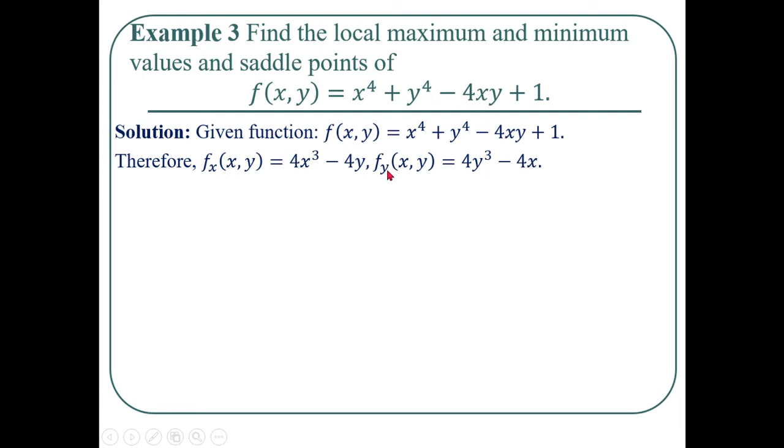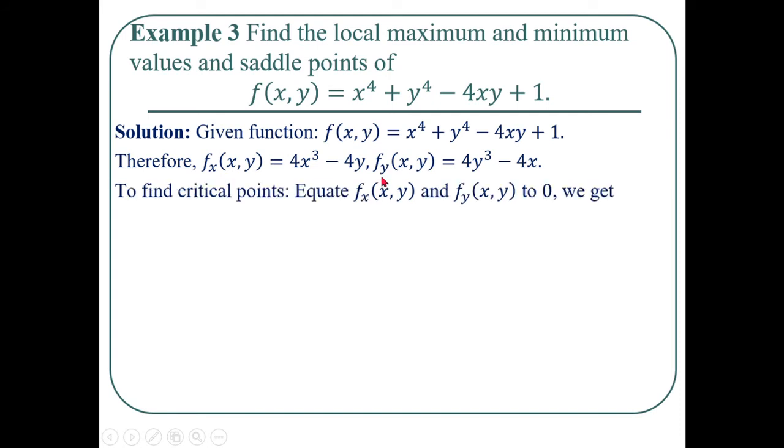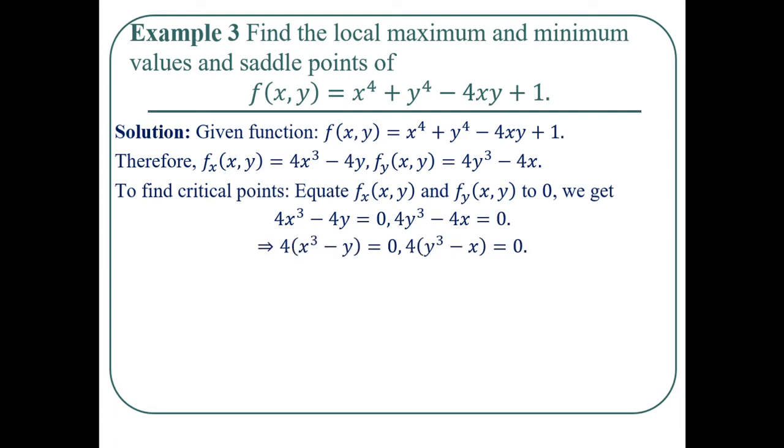Now you have to equate both these first order partials equal to 0. We will get 4x^3 minus 4y is equal to 0 and 4y^3 minus 4x is equal to 0. From both the equations, you can take 4 outside from both the terms on LHS, and by dividing both the sides by 4, we will get x^3 minus y is equal to 0 and y^3 minus x is equal to 0, means x^3 is equal to y and y^3 is equal to x.